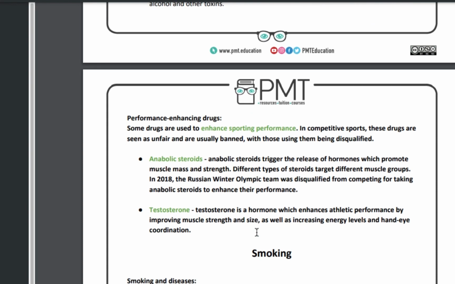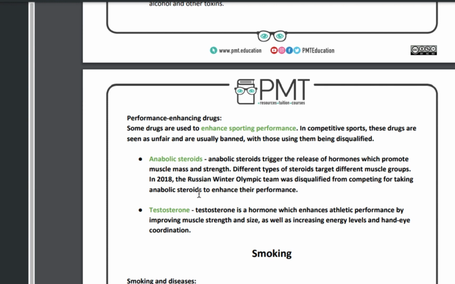Okay? They affect your anabolic system, they cause steroids in your system. Anabolic steroid triggers the release of hormones, which promotes muscle mass and strength. When you take these drugs, they will enhance your muscles, and they will enhance your mass and your strength. So you'll be able to perform on this pitch, but they have effects on you generally. Different types of steroids target different muscle groups.